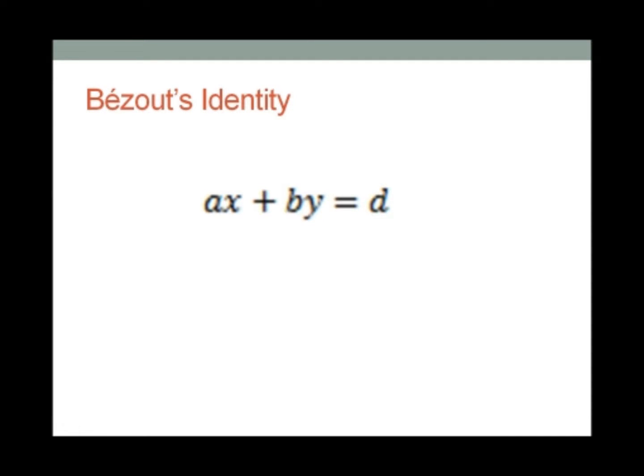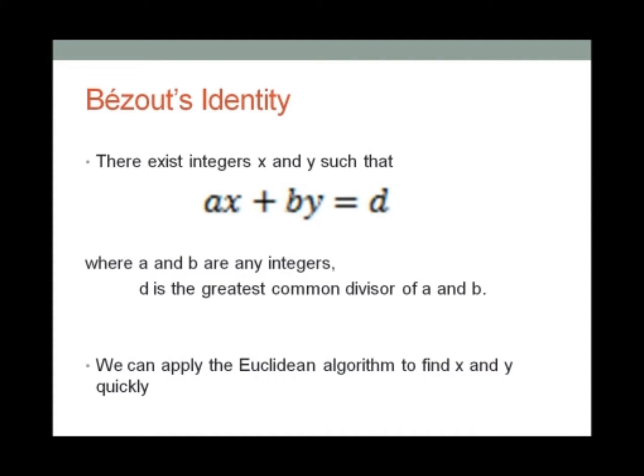In order to prove the Chinese remainder theorem, let's consider the Bezout identity, which states that there exist integers x and y such that ax plus by equals d, where a and b are any integers and d is the greatest common divisor of a and b. There is also an algorithm called the Euclidean algorithm, which helps us find x and y quite fast.